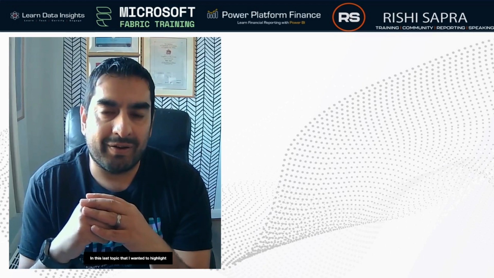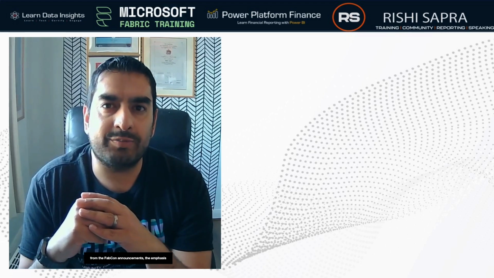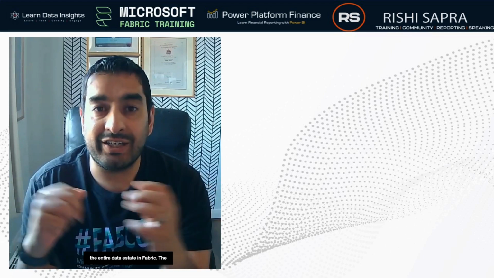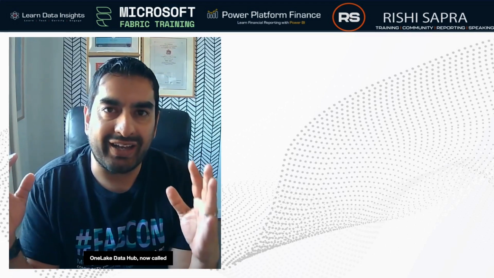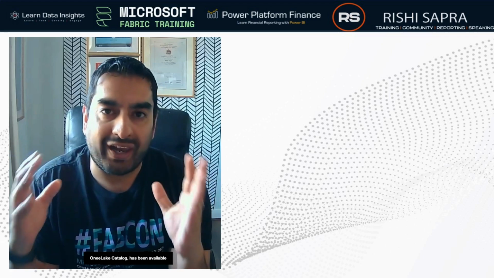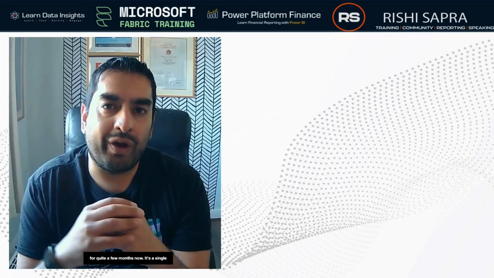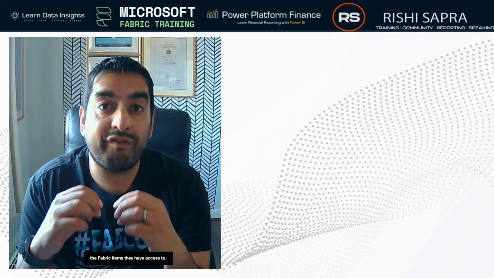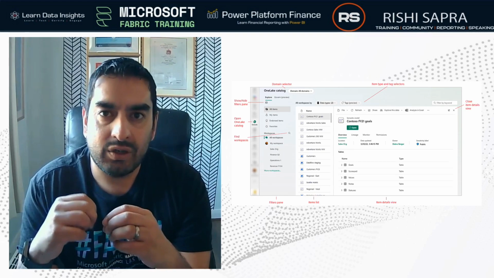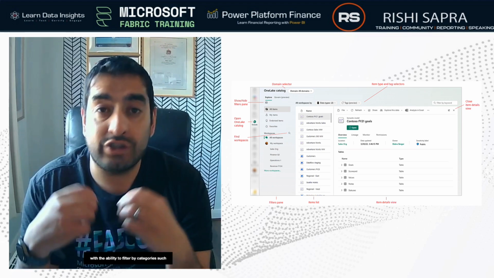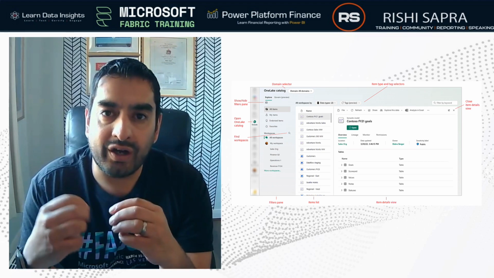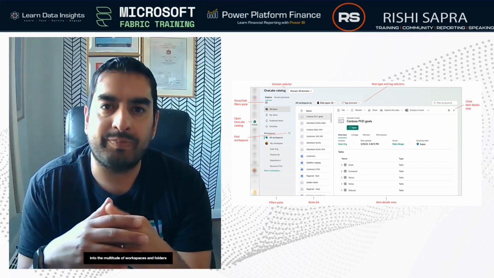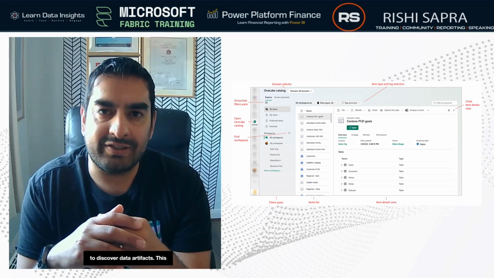In this last topic that I wanted to highlight from the FabCon announcements, the emphasis is on discoverability and management of the entire data estate in Fabric. The OneLake Data Hub, now called OneLake Catalog, has been available for quite a few months now. It's a single pane of glass for a user to see all the Fabric items that they have access to, with the ability to filter by categories such as domain and subdomain, owner and item type, without having to navigate into the multitude of workspaces and folders to discover data artifacts.